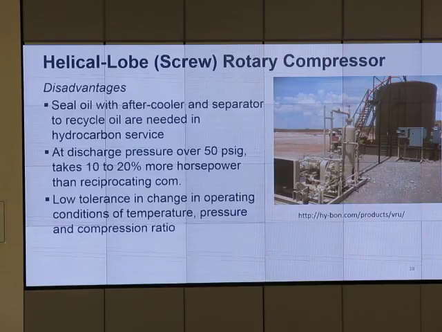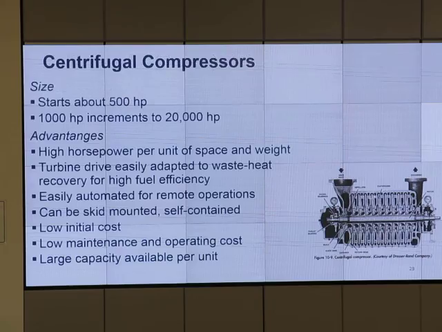So with this one, we have discharge pressure over 50 psig, and it takes 10 to 20% more horsepower than the reciprocating unit. So it's not as power efficient as the reciprocating unit. It has low tolerance for change in operating conditions of temperature, pressure, and compression ratio. So we have to have it work at a set condition. VRU is just fine, right? We just set it at a low enough pressure and compress it to a higher pressure. How much pressure fluctuation do you expect in the tank? A couple of ounces to 2 psi, right? Not from 50 psi to 100 psi, going up and down like that. This compressor doesn't like it.